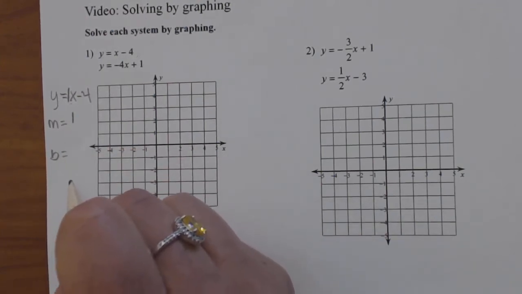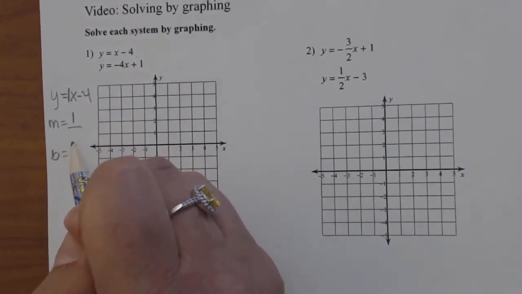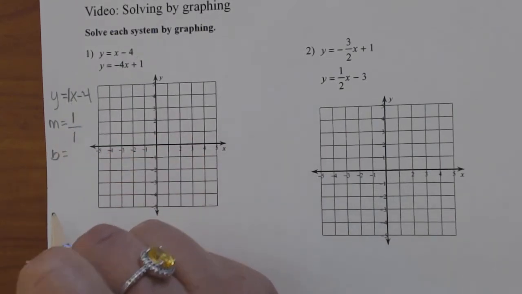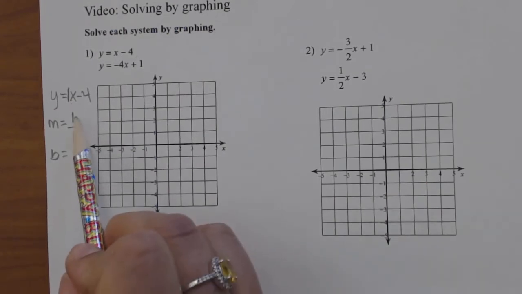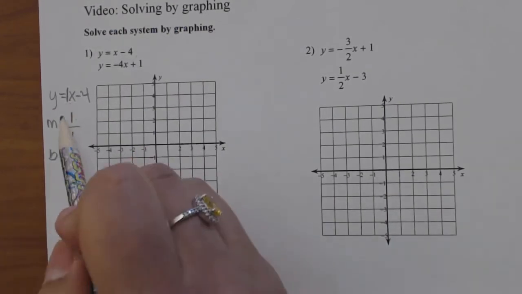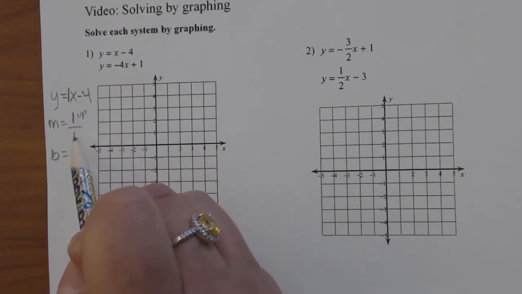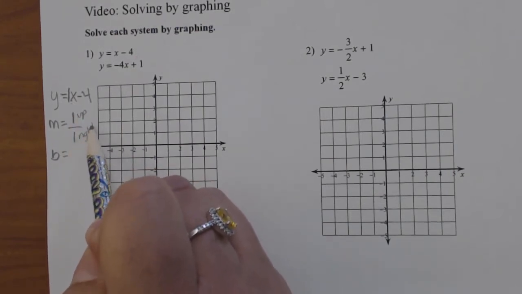This has to be a fraction. In order to turn any number into a fraction, we put a 1 underneath of the fraction bar. So our slope here is 1 over 1. The m is positive on top, which means we go up, positive on the bottom, which means we go right.